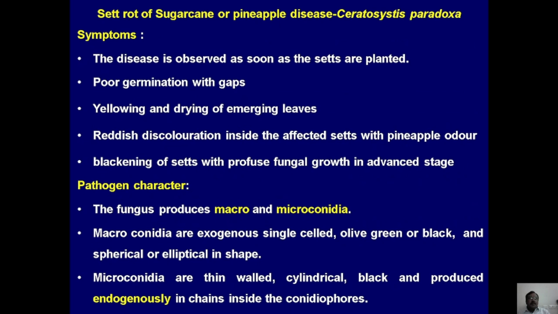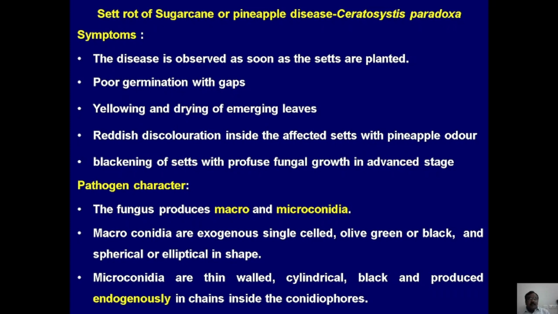And then the next important disease is set rot of sugarcane, or pineapple disease of sugarcane, caused by Ceratocystis paradoxa. Why is it called pineapple disease? The affected canes emit an alcoholic odor which may resemble the odor of pineapples, and hence it is named pineapple disease. This disease is observed as soon as the sets are planted.